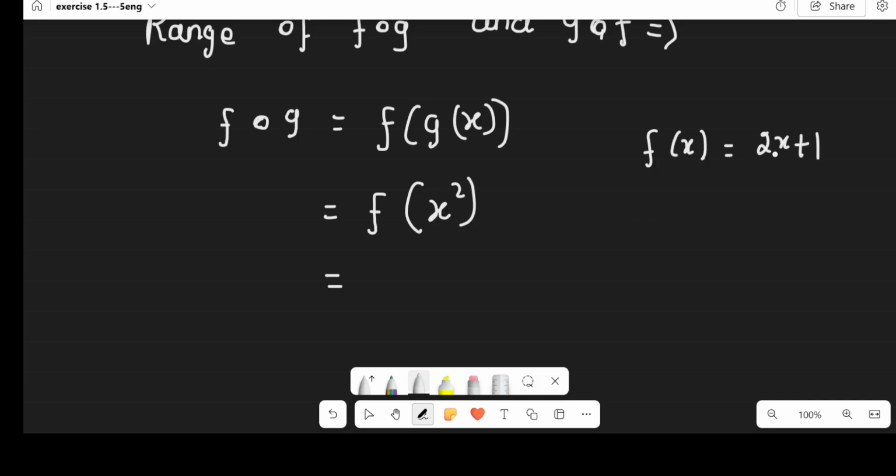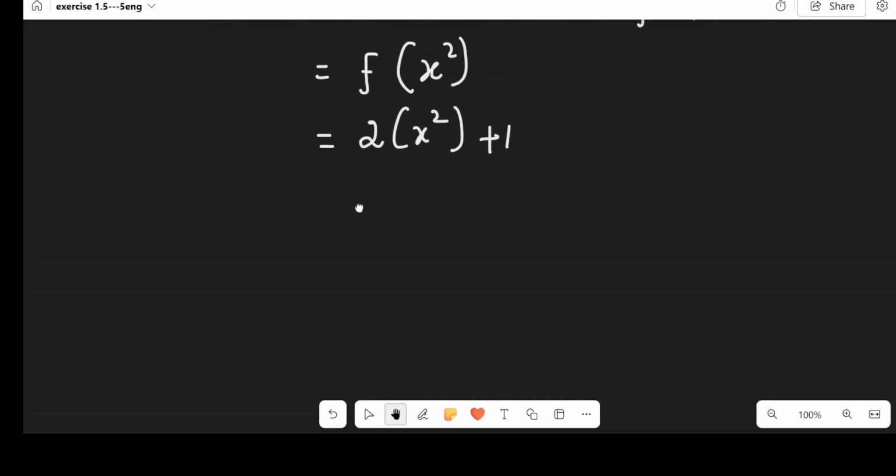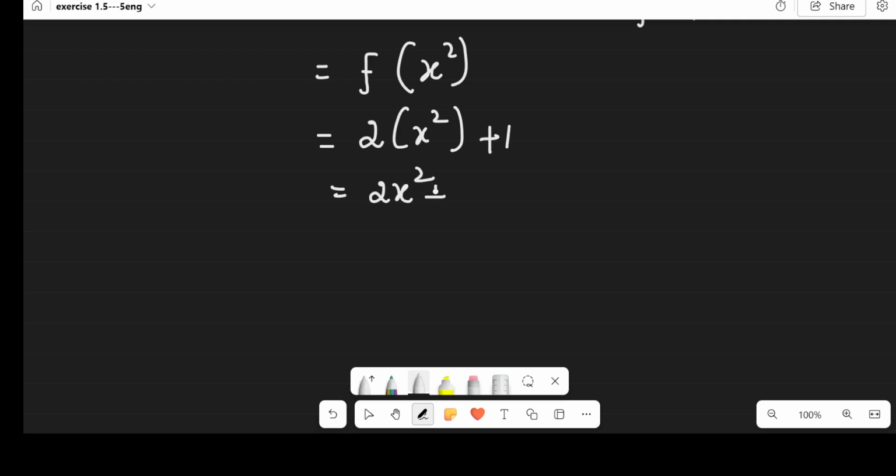So what would be the next step? 2x plus 1, right? 2 into, what is the value of x here? X square, right? X square, then plus 1, right? And next, what would be the next step? We can remove these brackets. So we'll be getting 2x square plus 1. This is the value of f of g, right? We have gotten the partial answer.